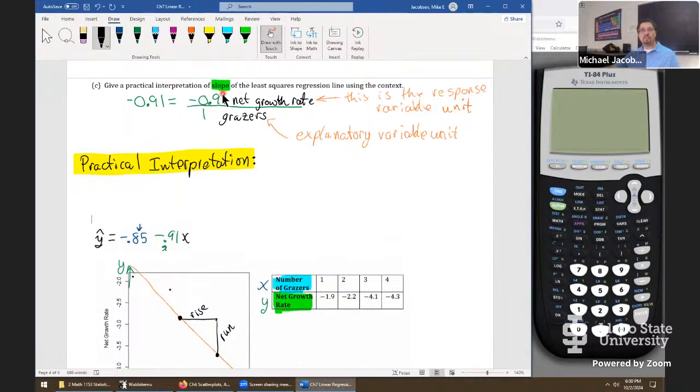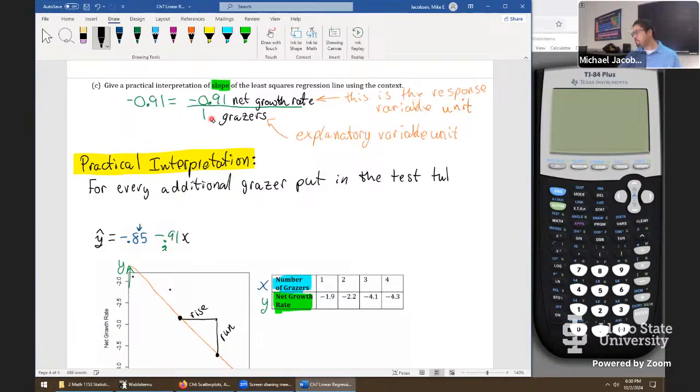So finally, when we go to interpret the slope, the value negative 0.91, we turn it into a fraction and we just say this. Focus on the denominator first and say, for every additional grazer put in the test tube. So we're referring to the denominator. We put an additional grazer in the test tube. So that means on the graph, we moved to the right by 1. But to get back to the prediction line, we had to go down by a certain amount. And that's what we say over here.